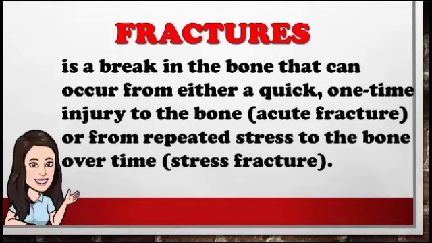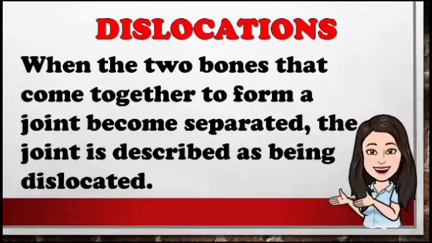Fractures are a break in the bone that can occur from either a quick one-time injury to the bone, acute fracture, or from repeated stress to the bone over time, or stress fracture. Dislocations: when the two bones that come together to form a joint become separated, the joint is described as being dislocated. For example, the top of your arm bone fits into a joint at your shoulder. When it slips or pops out of that joint, you have a dislocated shoulder. You can dislocate almost any joint in your body, including your knee, hip, ankle, or shoulder.